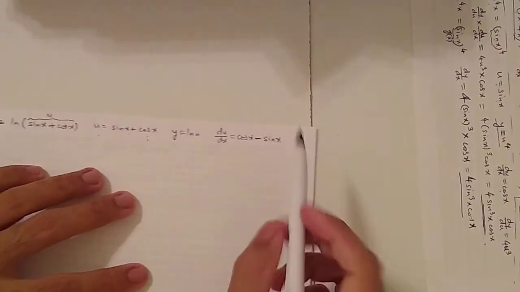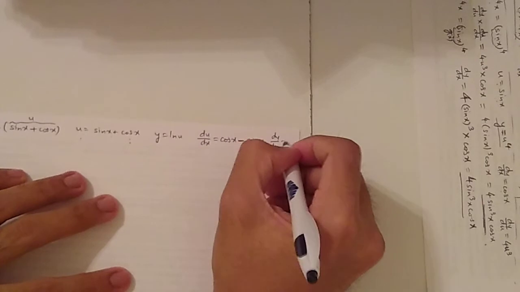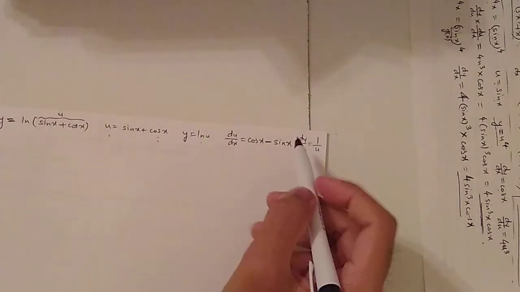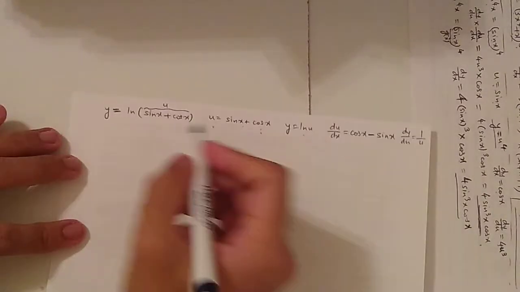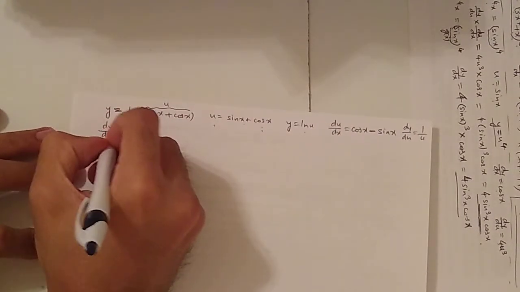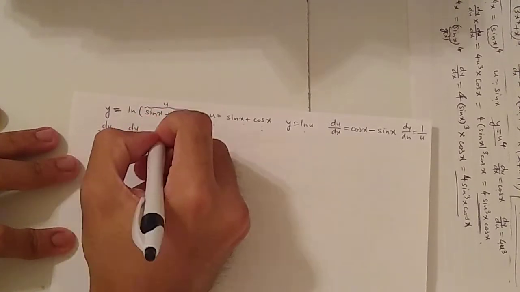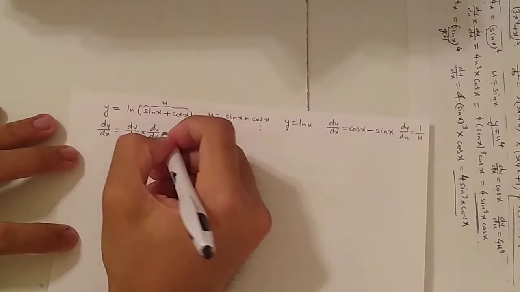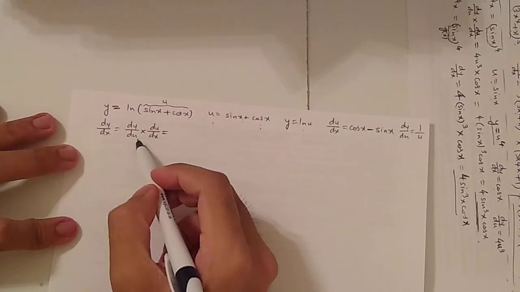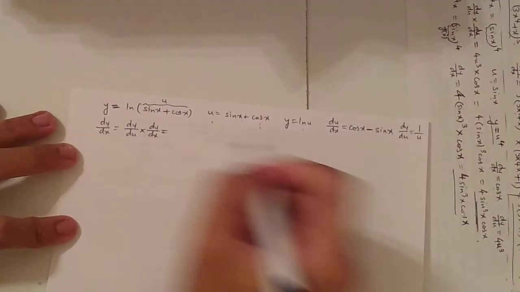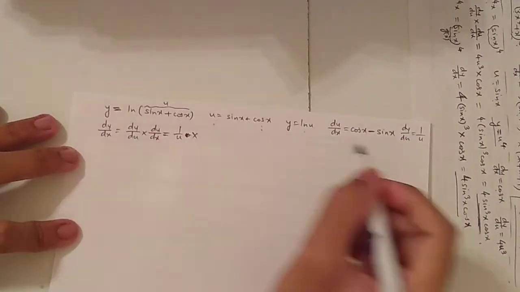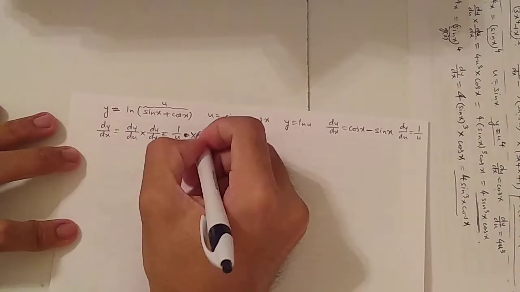Now from the other equation we get dy by du is equal to 1 by u, because the derivative of ln u with respect to u is simply 1 by u. So now that you have got the two derivatives, we can easily find the overall derivative. dy by dx is equal to dy by du into du by dx. So dy by dx is equal to 1 by u into cos x minus sin x.